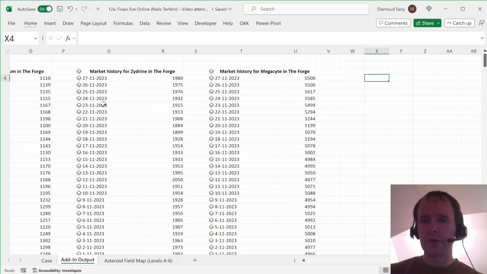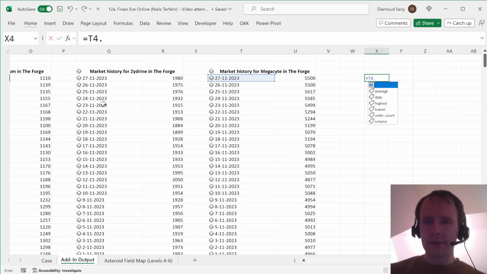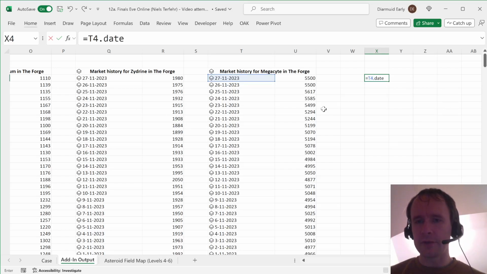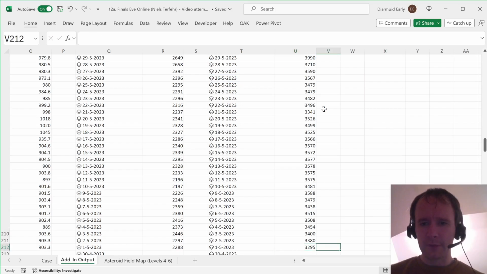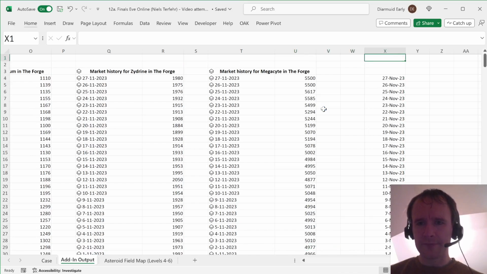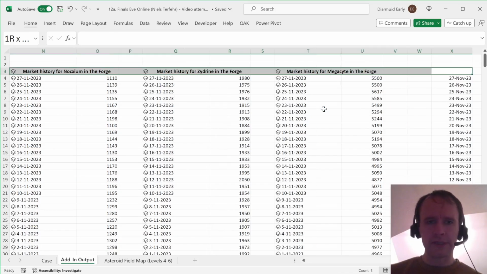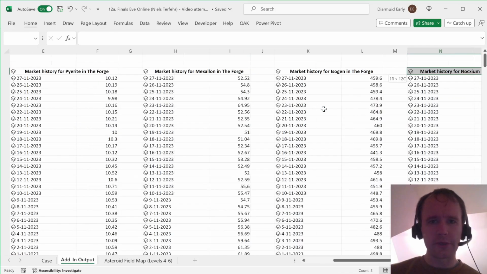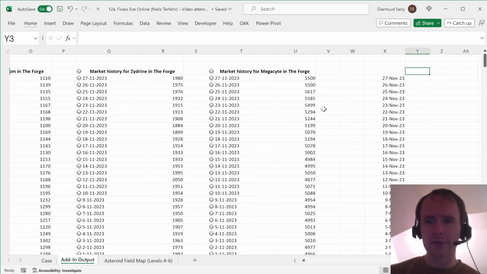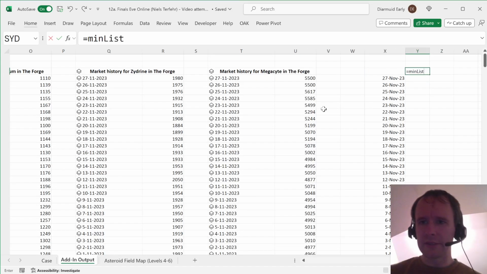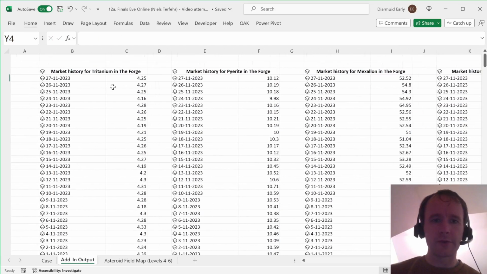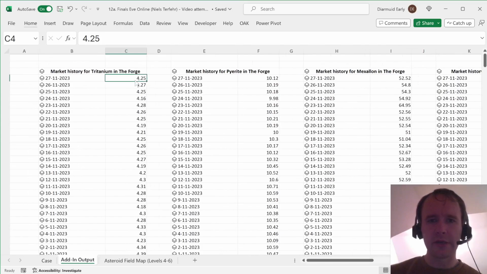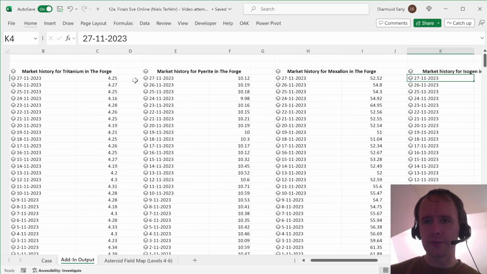But if you know how to deal with data types, you can just reference that cell and a dot, and one of the properties you can extract is the date. And then we'll put that in date format, and go down to the bottom of the 6-month range, and then you can quickly check that the minerals are in the same order. So we've got titanium, pyrite, mexilon, isogen, etc. And if I put min list here, you can see that they're in the same order. You can also check that they're all spaced out the same way, so we've got 3 columns between each one.